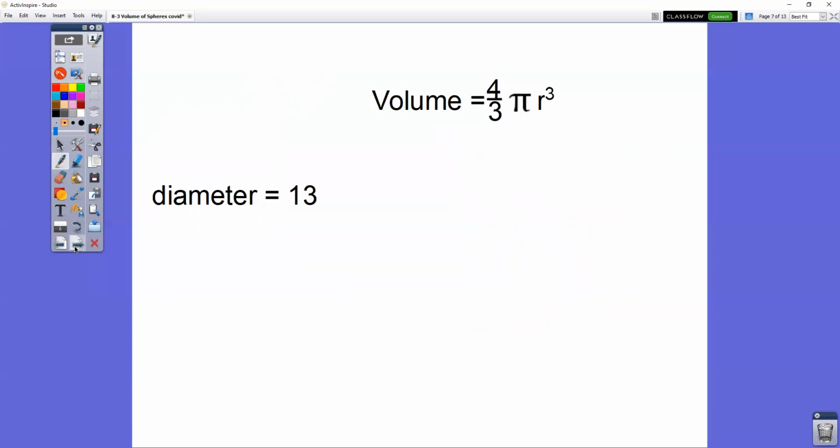I'd like you to try this last one on your own. It's giving you the diameter. Remember, we do not want the diameter. You want the radius. So you need to calculate the radius first. Go ahead and try this last one, please.